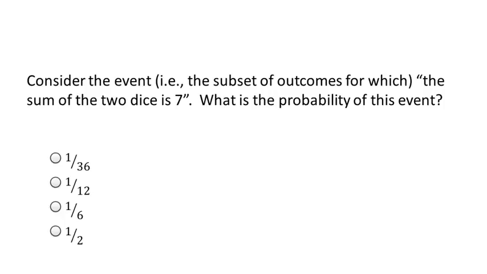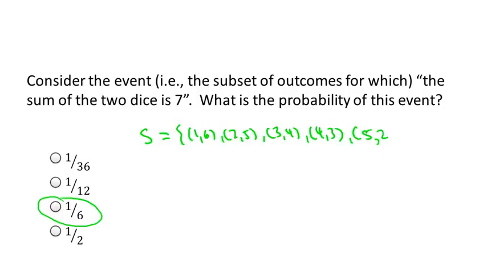All right, so the correct answer is the third one. The probability is 1 over 6. Why is that? Well, first let's be more precise about what this event is. What are the outcomes in which the sum of the dice is equal to 7? Well, there's exactly 6 such outcomes: 1,6; 2,5; 3,4; 4,3; 5,2; and 6,1. Each of the 36 outcomes is equally likely, has probability 1 over 36. So we have 6 members of the set, each with probability 1 over 36. So the probability is 1/6.